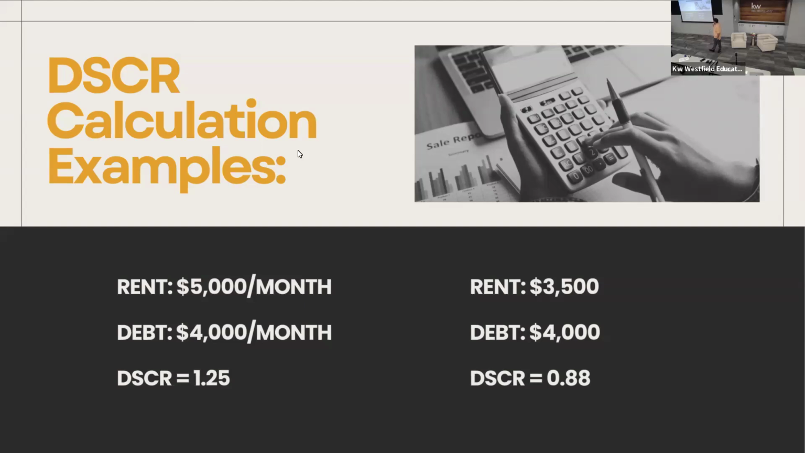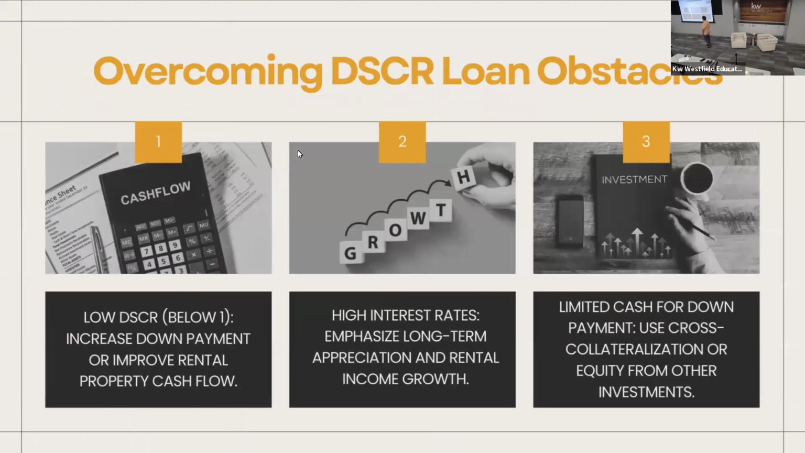What happens if you get the next scenario where you've still got your $4,000 a month payment, but our rent is $3,500? It drops our DSCR to 0.88. That's a problem, because we're negative cash flowing on a property. In these types of loans, we need to get that back up closer to one.